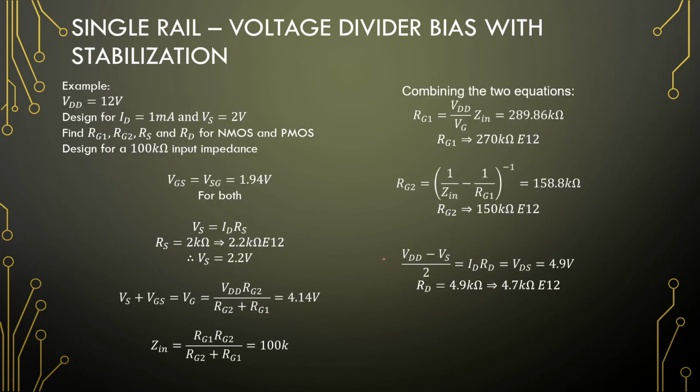Right, so let's look at a quick design. So 12 volt rail, still 1 milliampere, designed for a source of 2 volts. And we need to design for an input impedance of 100 kilo ohms. Okay, so we can directly go for VS is equal to IDRS. That gives us a 2.2 kilo ohm resistance, and our VS will be sitting at 2.2 volts then, and our VG voltage will then be 4.14 volts.